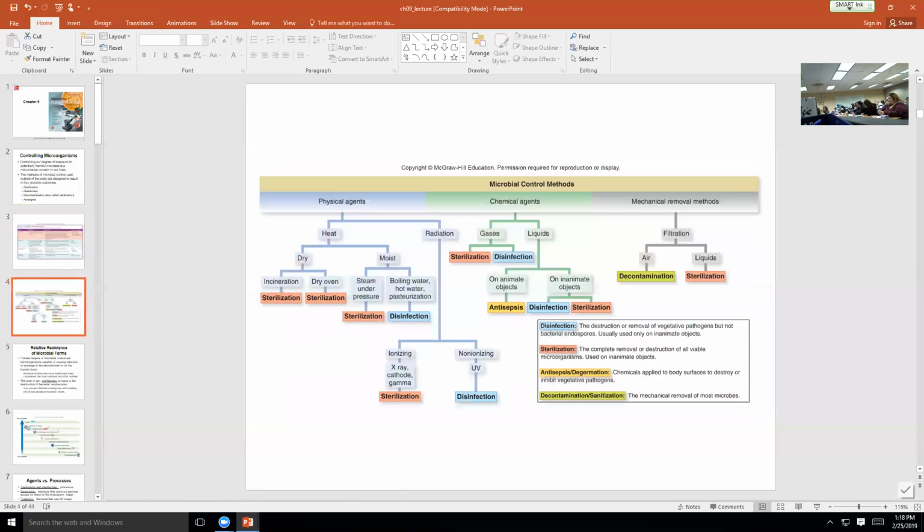It probably does help. So anyway, when we think about microbial control methods, does it make sense that there are different types? There's physical, chemical, and even mechanical ways we can remove microbes or reduce their numbers. When we think about physical, we're looking at things like heat or radiation. When we are looking at chemical, we're thinking about gases and sometimes chemical liquids. And when we're looking at mechanical removal, you're usually thinking about filtration. So you're filtering air. You all know about HEPA filters, don't you? They help you clean air. We'll talk about that in a little bit.